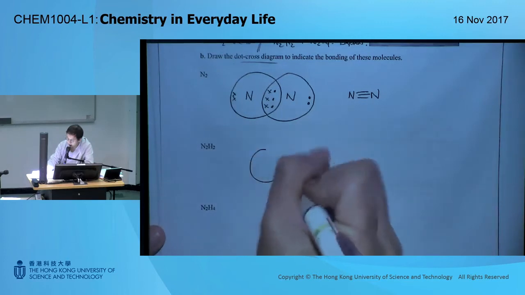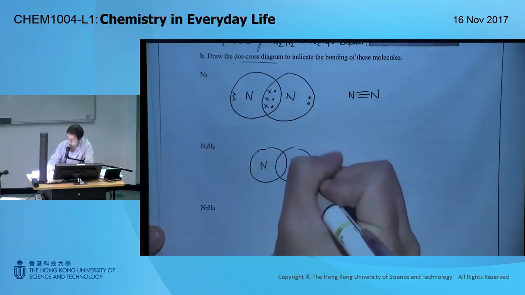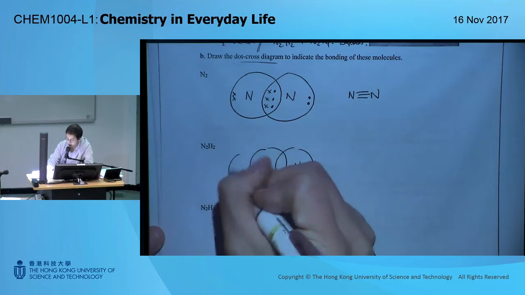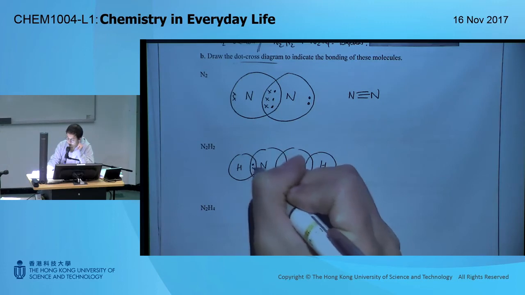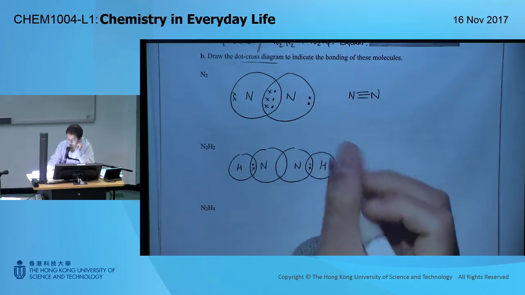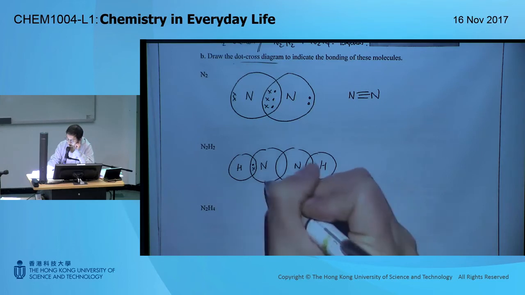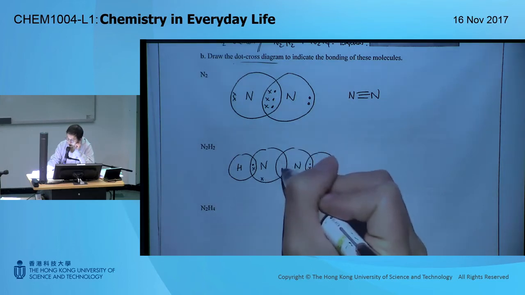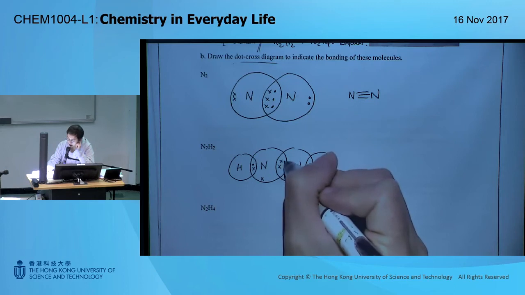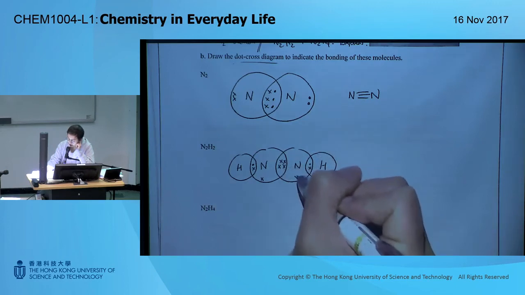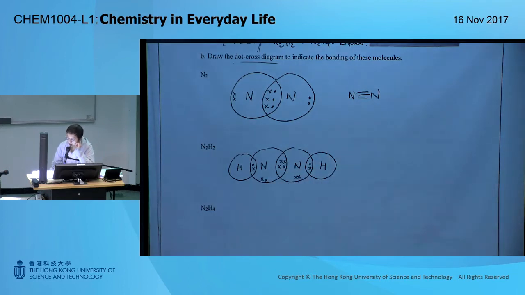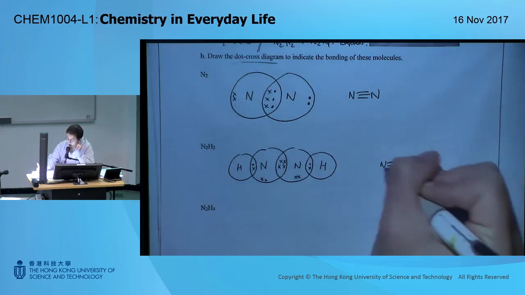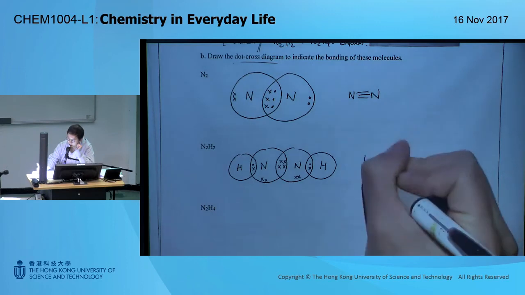N2H2: we have 2 nitrogens together, but now we have 2 more hydrogens. The hydrogens are attached, 1 to each nitrogen, like this. And they can form a single bond to the nitrogen. So in this case, the nitrogens form 1 fewer bond between themselves. There should be 5 electrons each, okay, like this. So this time a double bond between the nitrogens.